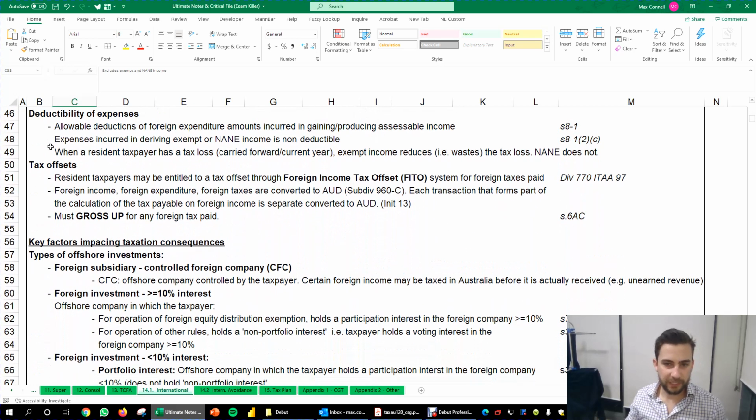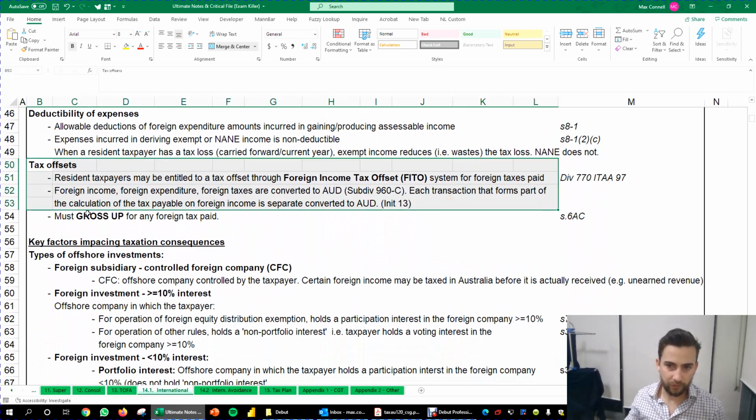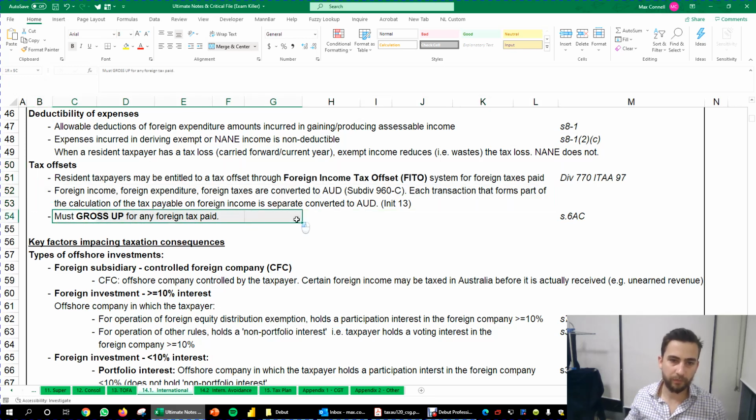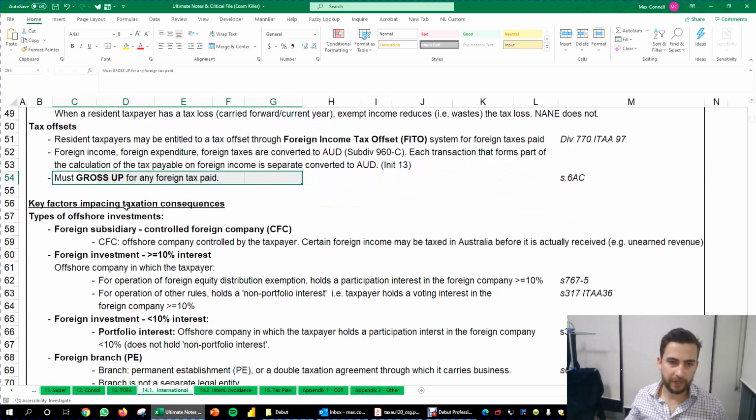Okay, so we talked about tax offsets, how you might be entitled to any withholding tax, and how you must gross up your income for any foreign tax paid.